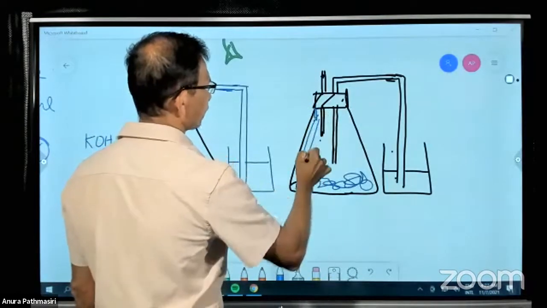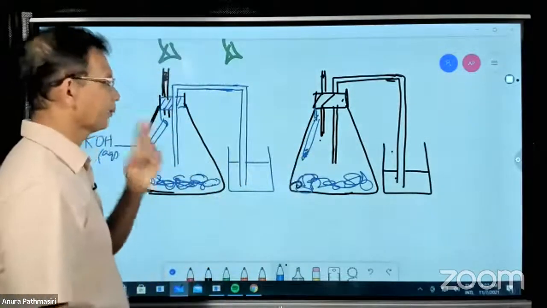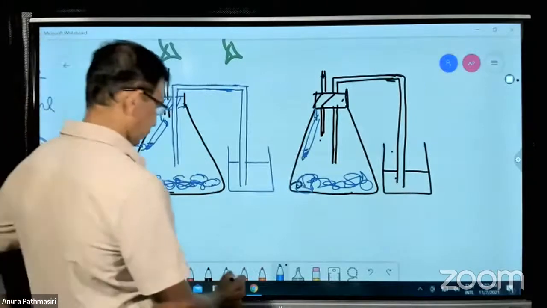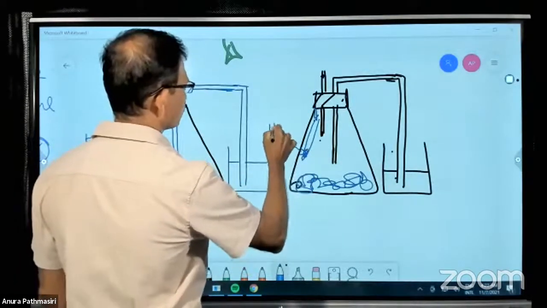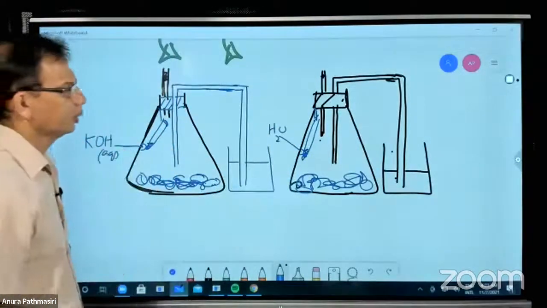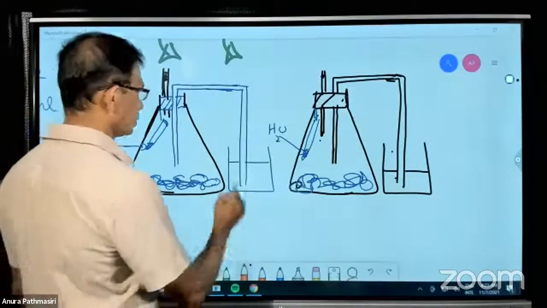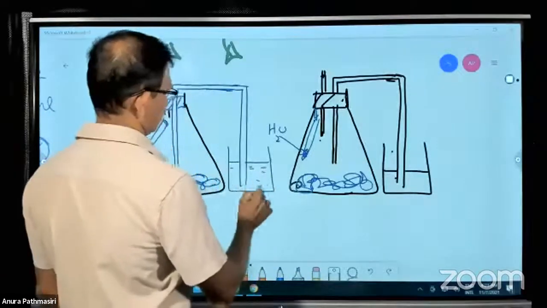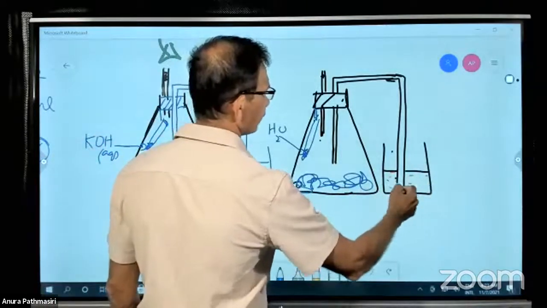In order to give the exact part, you have to use again a test tube and put some water. If it is to be exactly the balanced one, then here you can have water, H2O, and this is KOH aqueous. Then the colored water is available here, and colored water is available here.